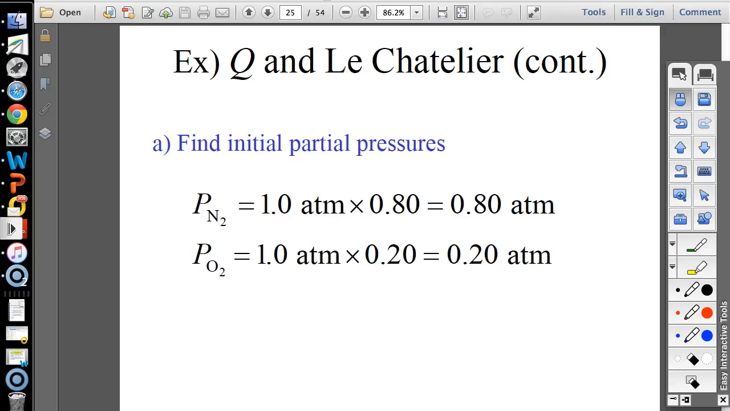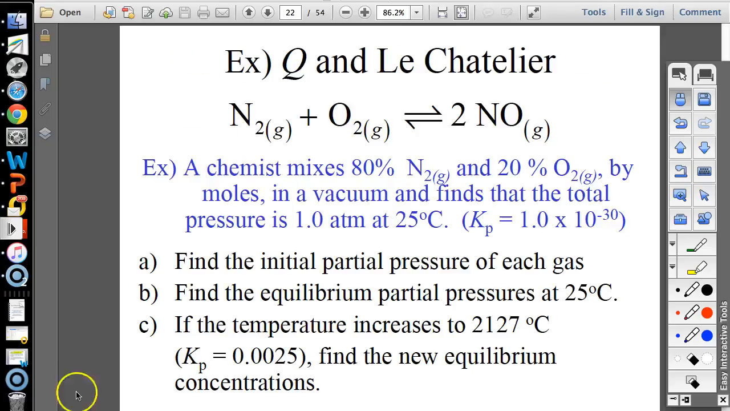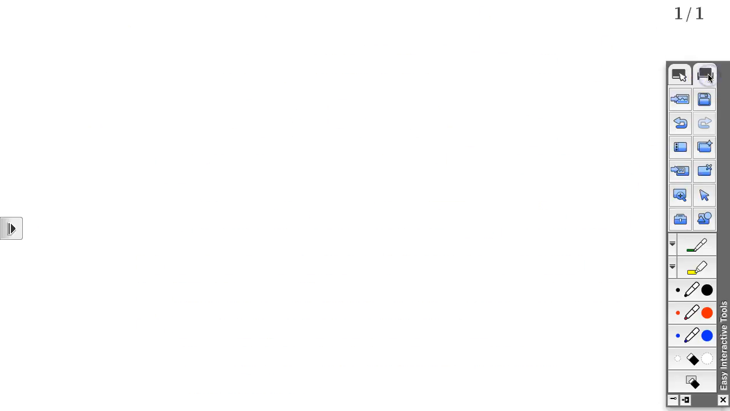So that part's pretty chill, right? Let me go back because I don't remember what they were asking me to do. Find the equilibrium partial pressures at 25 degrees. So this is where that ice table comes in. And I'm just going to do my own little thing here. Will y'all help me out with the numbers? Let me see if I have some of them written on my paper.